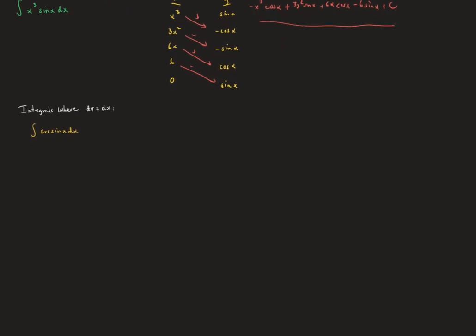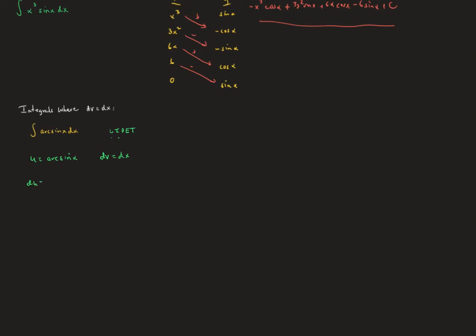Okay, last thing. Integrals where dv is dx. So this is actually an integration by parts problem. It may be hard to recognize until you've had some practice. So remember, if we're using our list, we're going to say that we don't have a logarithm, but we do have an inverse trig function. So we're going to choose u to be the arc sine of x, and that means the dv is just dx. That's the hard part to see.